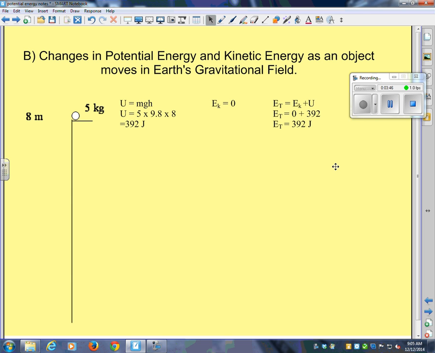ET, total energy, is equal to kinetic energy plus potential energy, or 0 plus 392, and the total energy is 392 joules. Why did I do this step over here? I'm going to show the total energy throughout, because obviously the ball is going to fall, right? I'm going to push it off. I'm going to show you that the total energy remains the same throughout because of the law of conservation of energy.